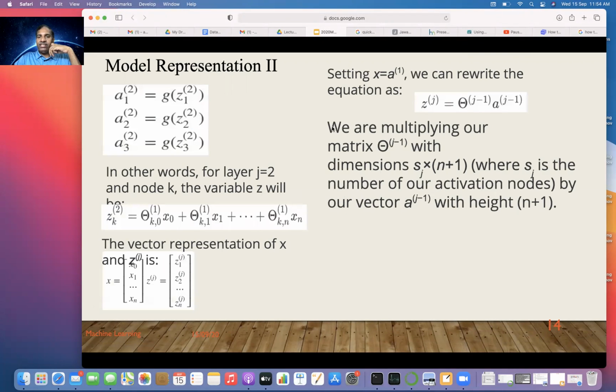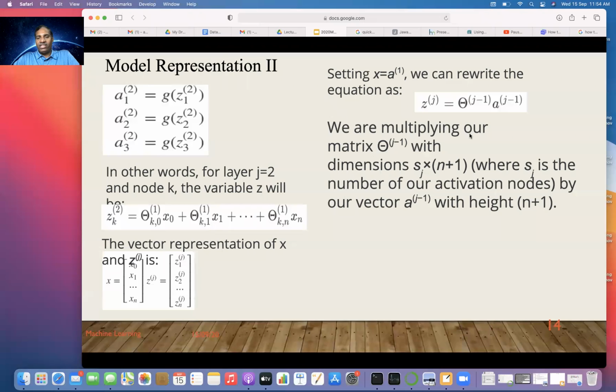So we can write the equation as zj equal to theta of j minus 1 times a of j minus 1, because we converted x to a's now, because we want to write the same equation for all layers. So not to confuse with x, the first layer x0, x1, xn will become your a0 layer. So theta of j minus 1, a of j minus 1 we will write. So the next layer weights or next layer activation units are computed from the previous layer activation units.